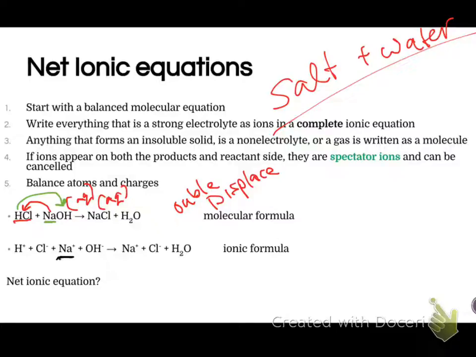So we notice there's an Na plus on the reactant side and the product side. So we get to cancel them out. They don't change. They're the same in the beginning and the end. So we're just going to cross them off. The same thing is true for chloride.